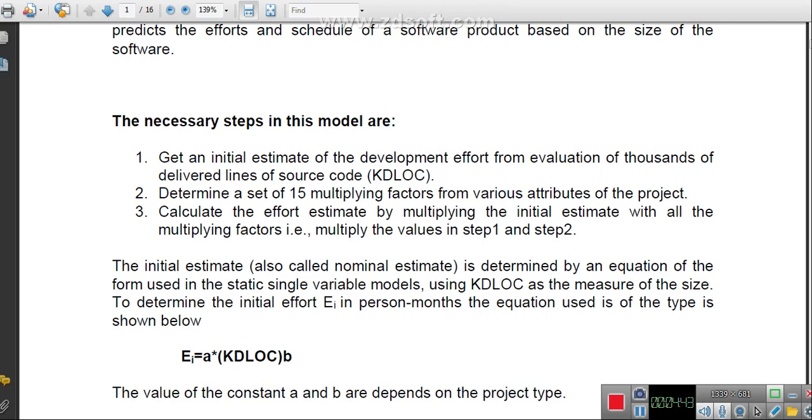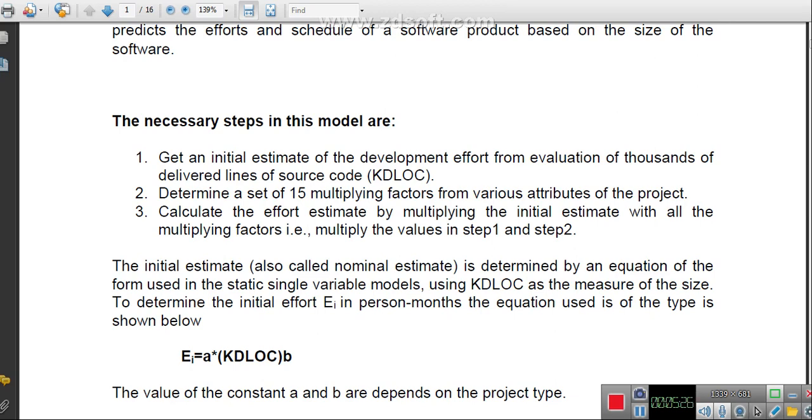So necessary steps in this particular model, if you want to estimate the person month, means if you want to estimate the cost, the effort, and how much time is required to complete that particular project, at that time you just make the initial estimate. You can use the equation proposed by Boehm. You have to just put how many kilo lines of code are required to complete that project. You just put the KDLOC in that formula. The formula is very simple: E is equal to A into KDLOC raised to B.